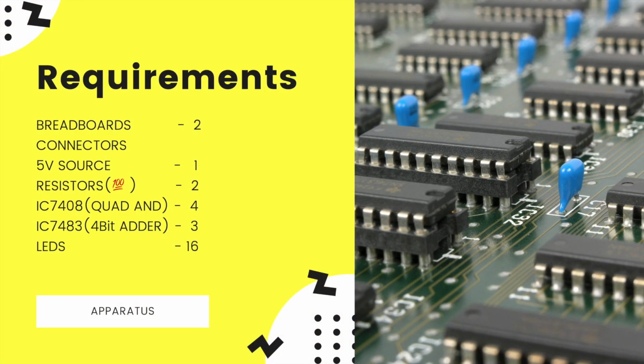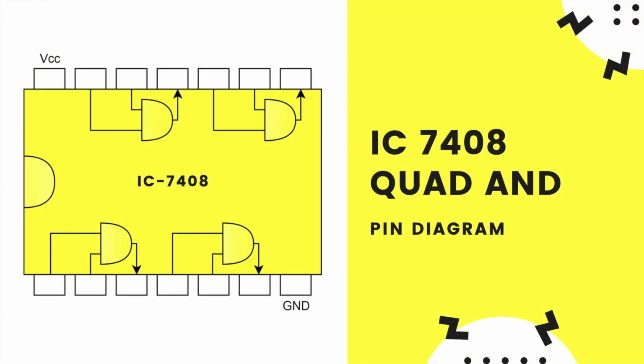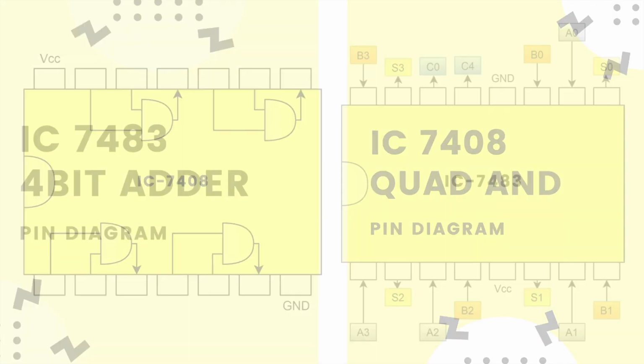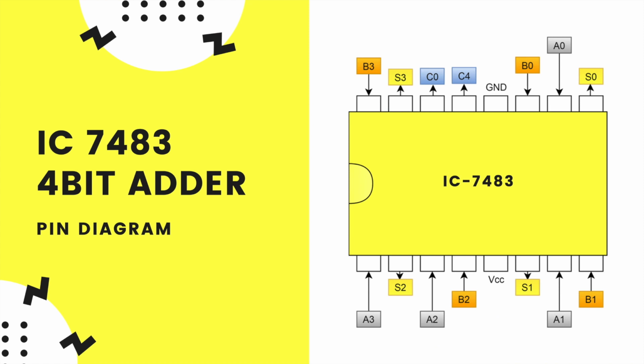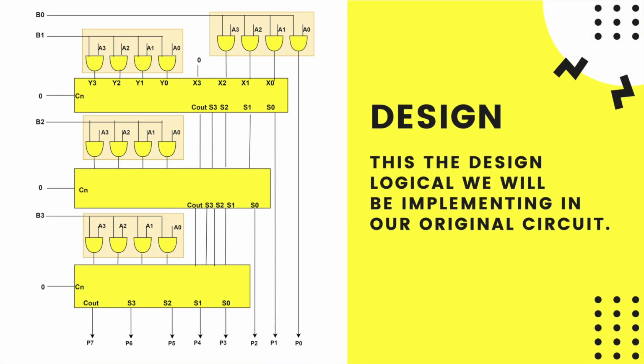We will be using certain equipment for our design which are as follows: 1 breadboard, connecting wires, resistors, 16 LEDs, 7408 AND gate IC, and 7483 adder IC. This is the circuit diagram which we will be using to make our original circuit.